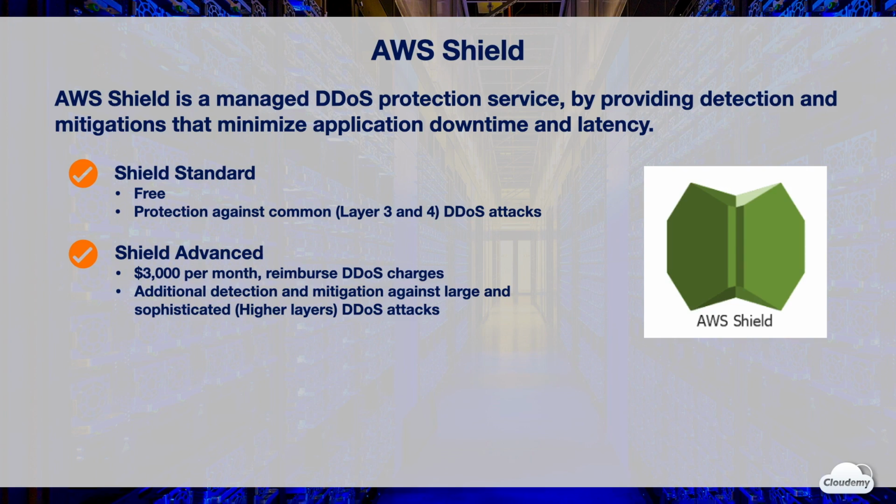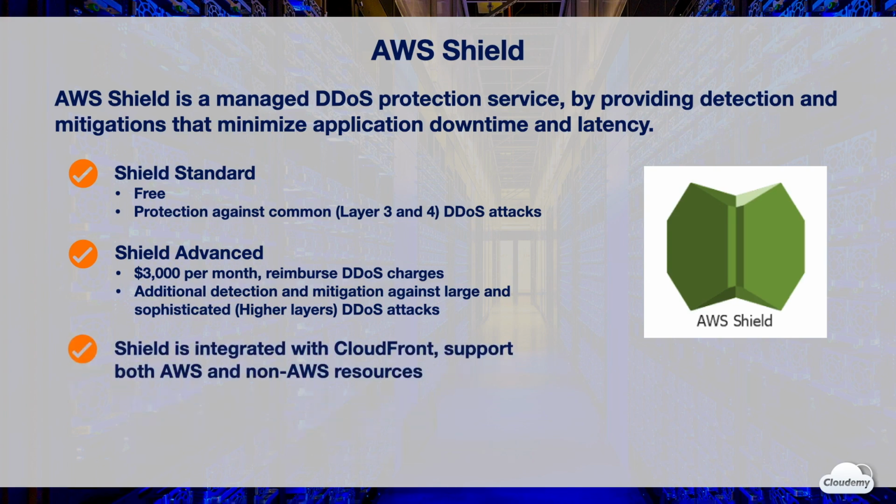You need to pay $3,000 per month for Shield Advanced. In the event of a DDoS attack, you will be reimbursed for any additional charges caused by the DDoS attack. Shield Advanced is available globally on all AWS Edge locations. AWS Shield is integrated with Amazon CloudFront, which supports both AWS resources and custom origins outside of AWS. You can protect your web applications hosted anywhere in the world, by deploying CloudFront in front of your application. The supported CloudFront origin can be Amazon S3, EC2, ELB, or custom servers outside of AWS.